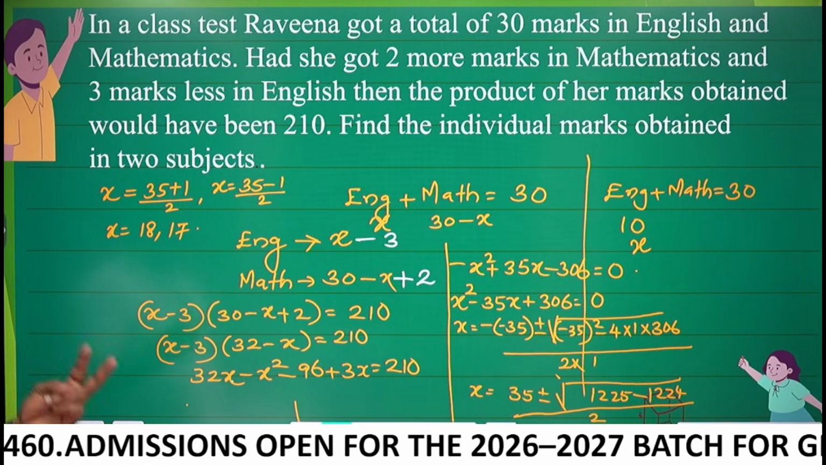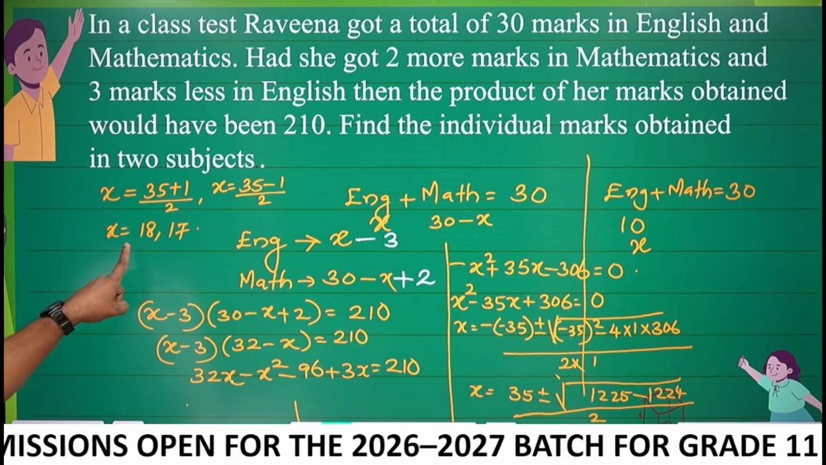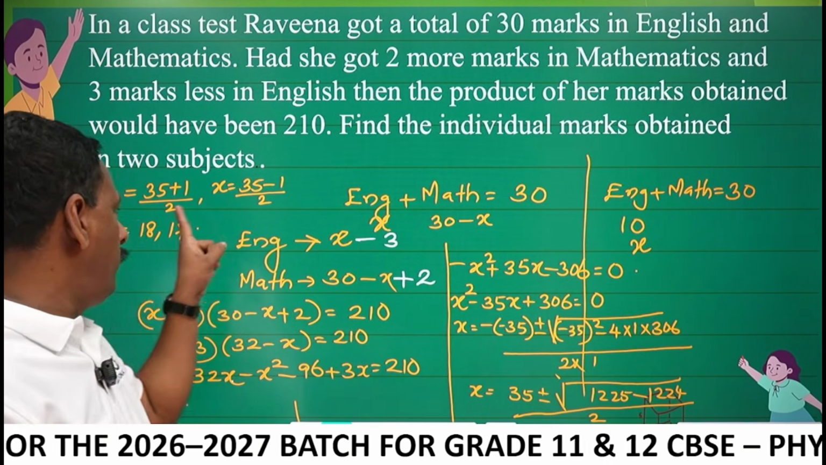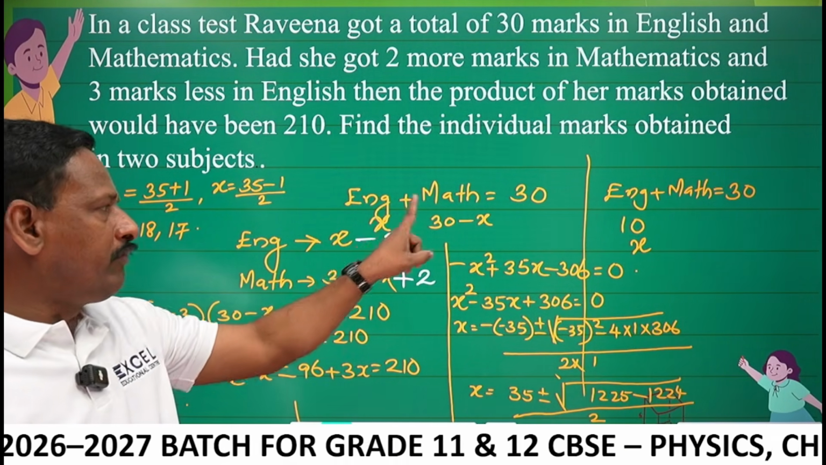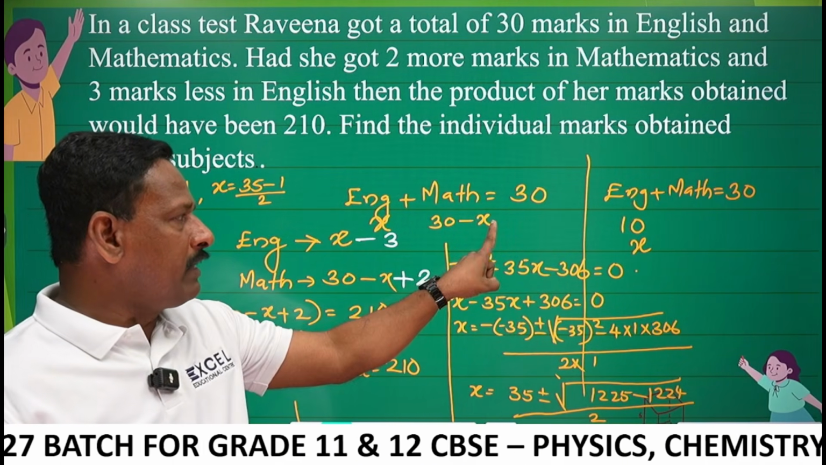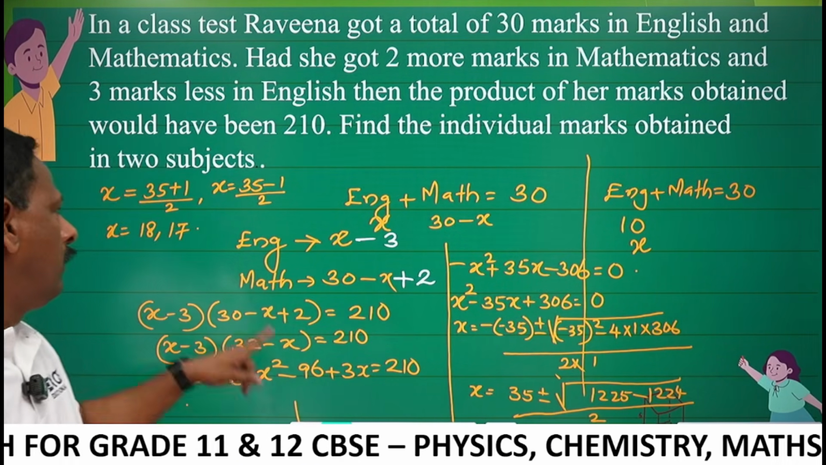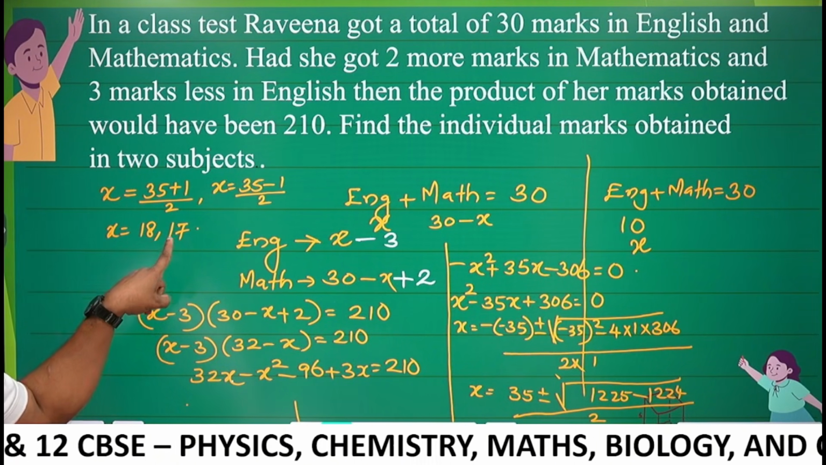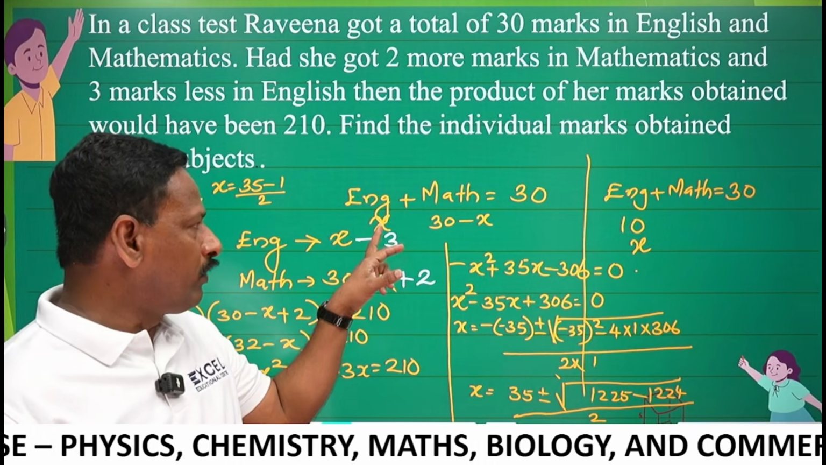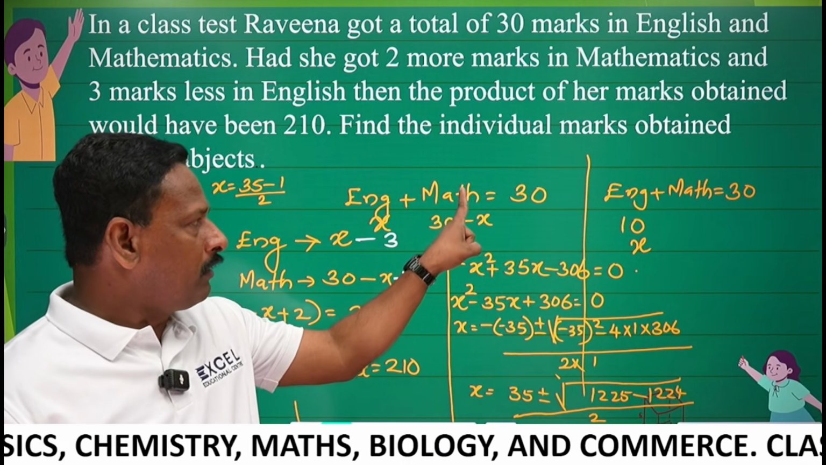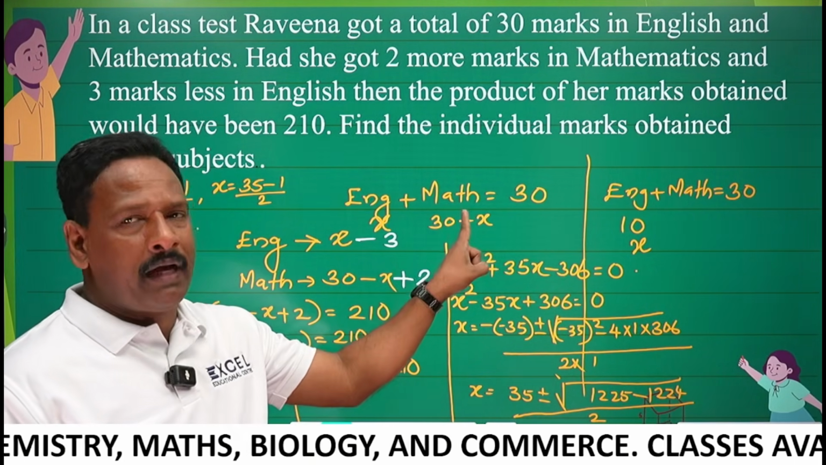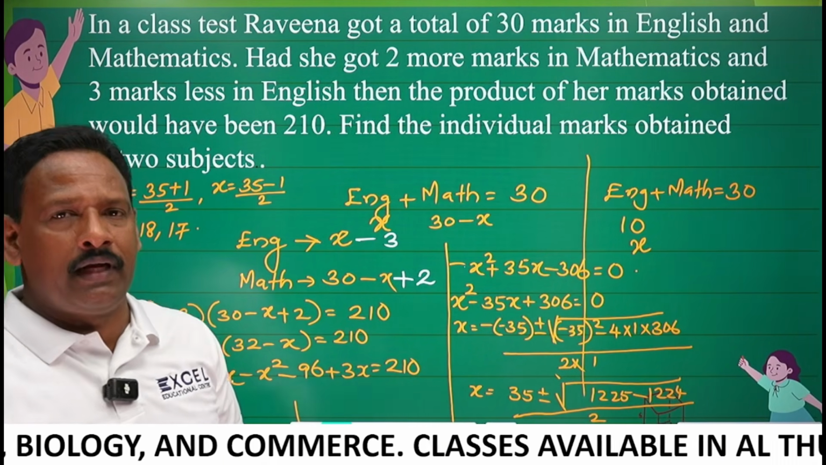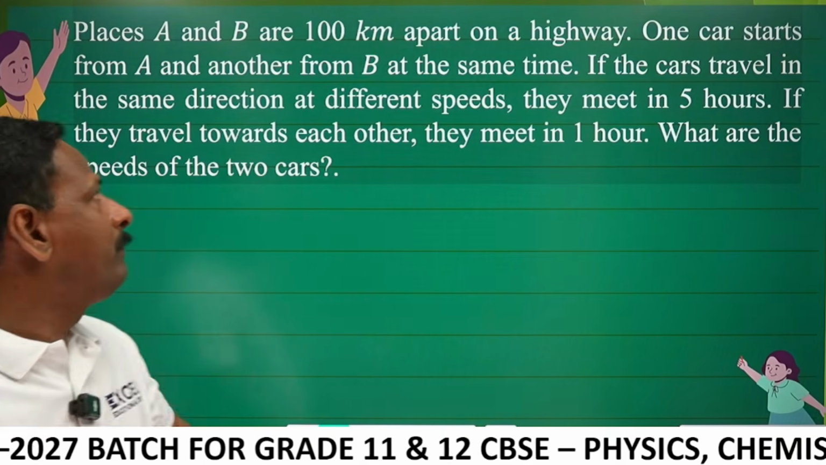So there are two values for x. The first value is 18 and the second value is 17. So if she got 18 for English, then for math it will be 30 minus 18, that is 12. If the mark she got for English is 17, the mark she scored for math will be 30 minus 17, which is 13. Is it clear? Next question.